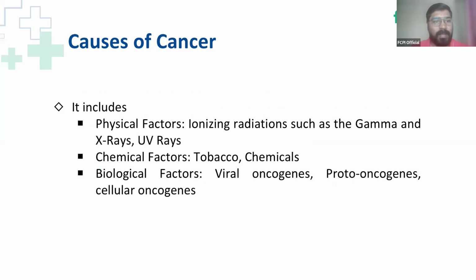Next slide. Coming to the causes, there are many causes of cancer, which include physical factors, such as ionizing radiation like gamma and X-rays, and UV rays, and chemical factors. Coming to the chemicals, we have different types of chemicals, and also tobacco. And biological factors, we have viral oncogenes, proto-oncogenes, and also cellular oncogenes.